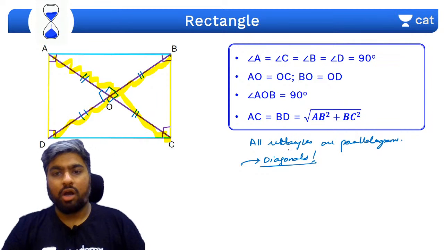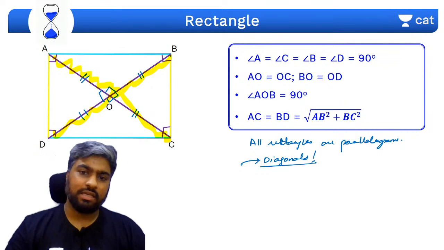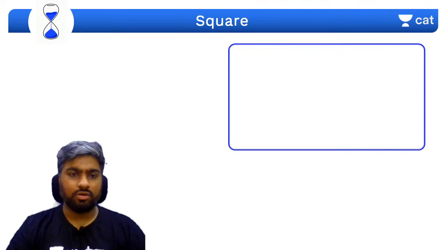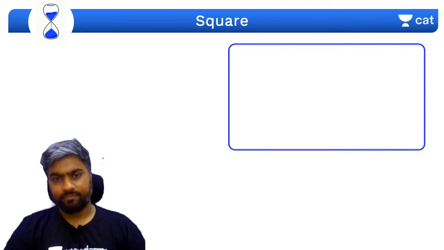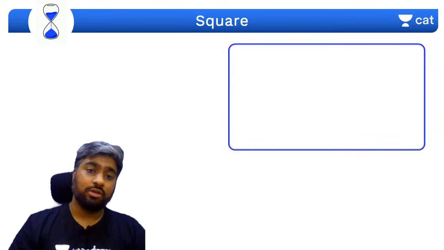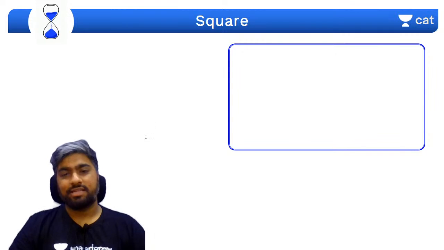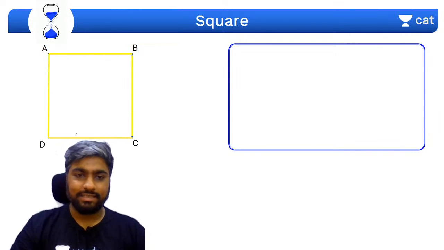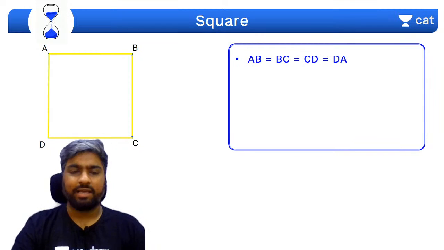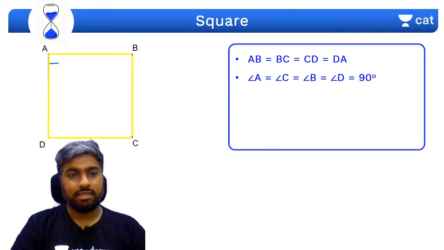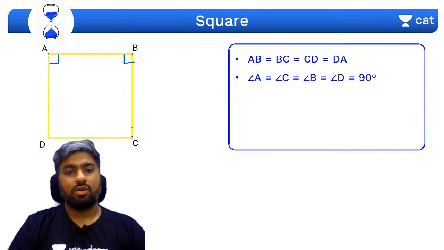Right. So all rectangles are parallelograms. If the diagonals are equal, then they could be rectangles. Next, let's move on to a square. What's a square? A square is a modified version of both rhombus and rectangle. Yes, it's a hybrid of both. So all sides equal, opposite sides parallel, and all angles at 90. Got it?